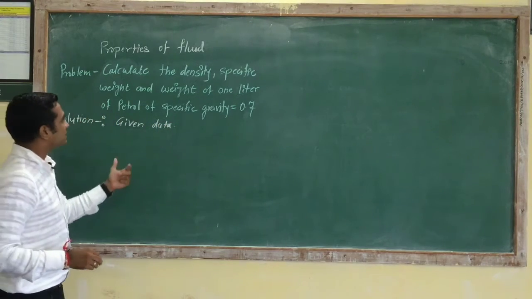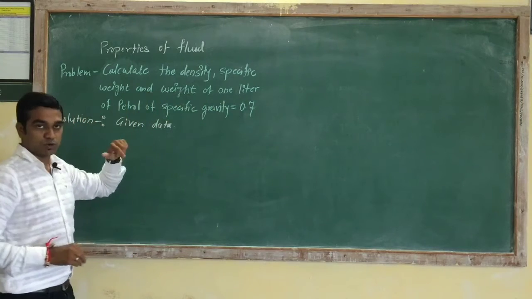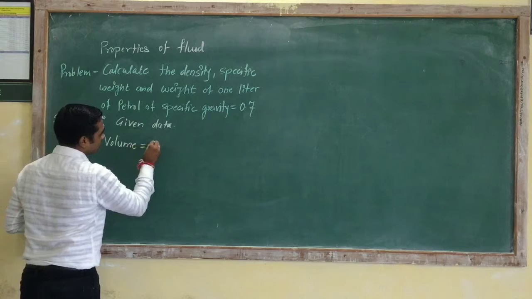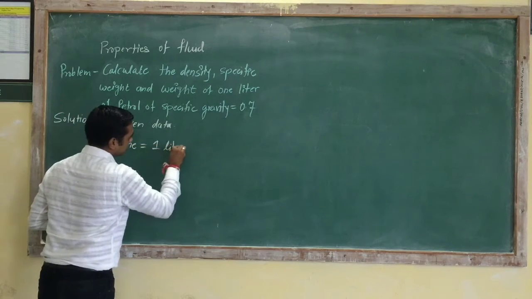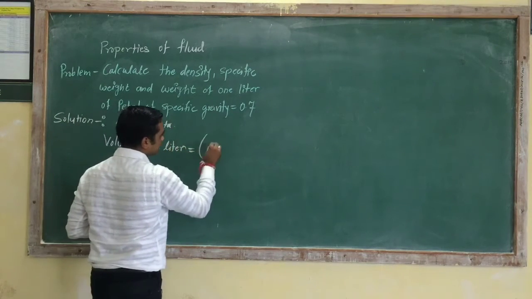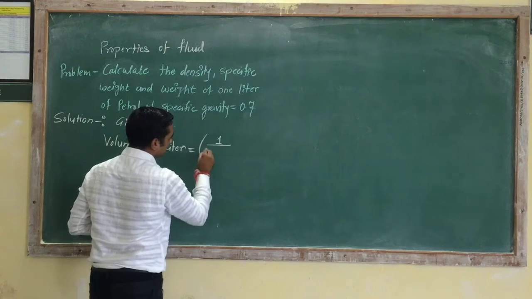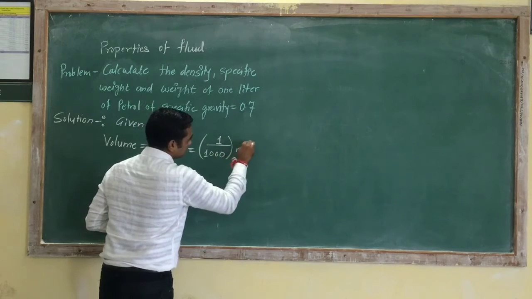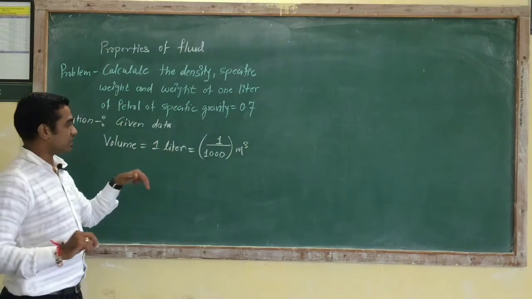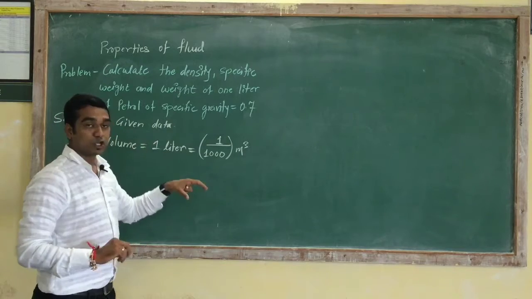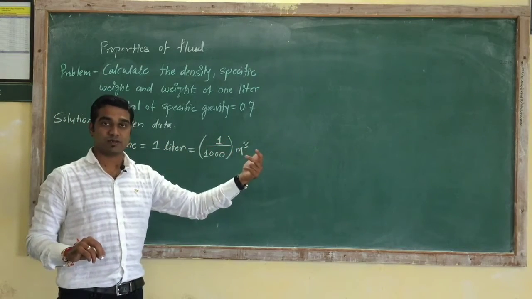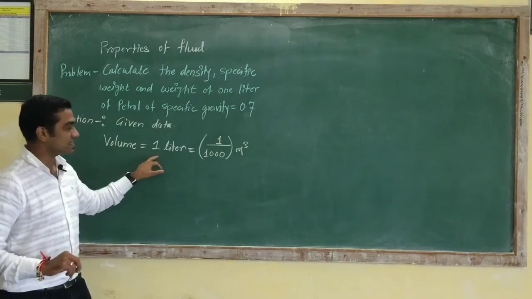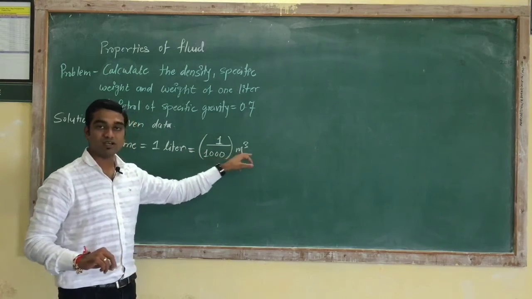Okay, first what is given? 1 liter of petrol means volume is given. Here volume is equal to 1 liter, which is equal to 1 divided by 1000 meter cube. So 1 meter cube is equal to 1000 liters. Therefore 1 liter is equal to 1 divided by 1000 meter cube.